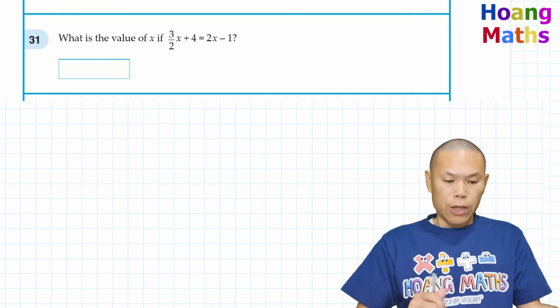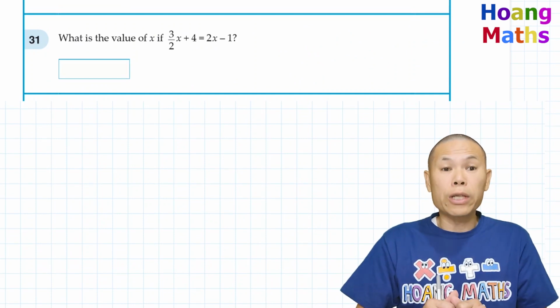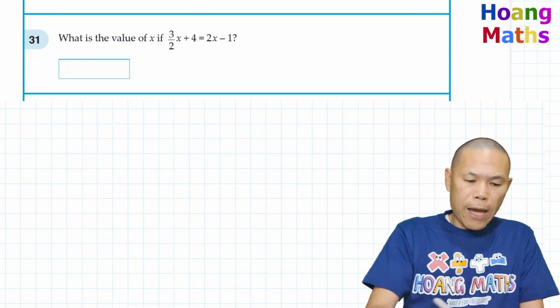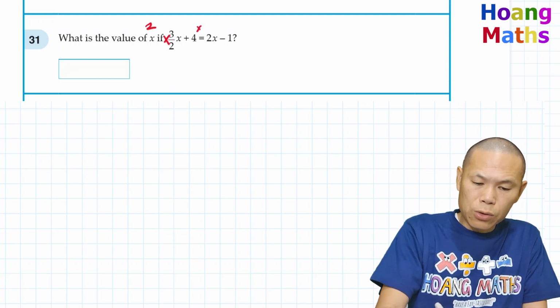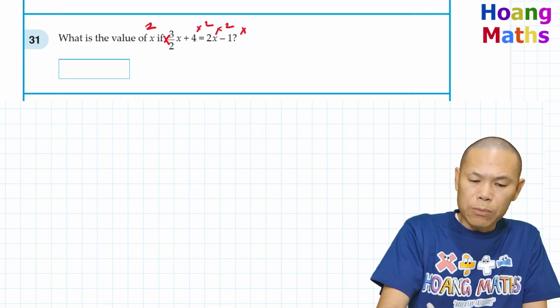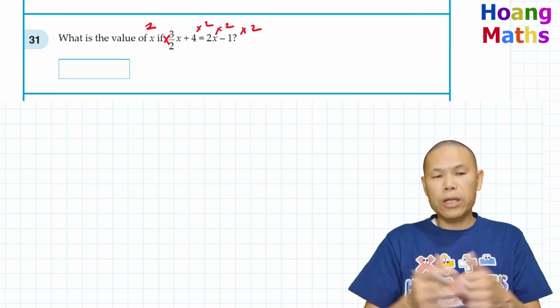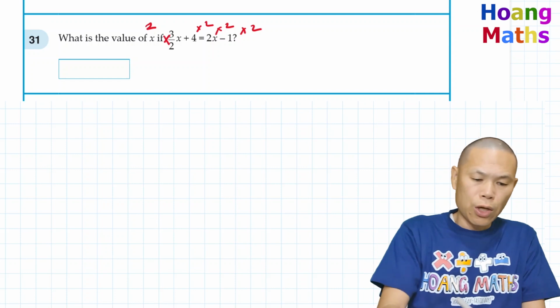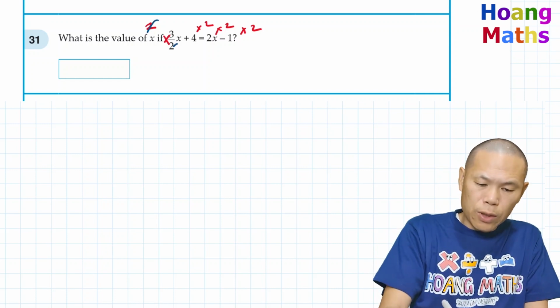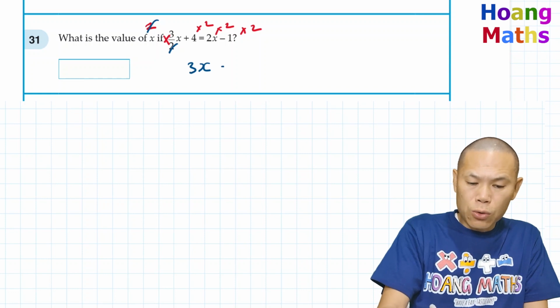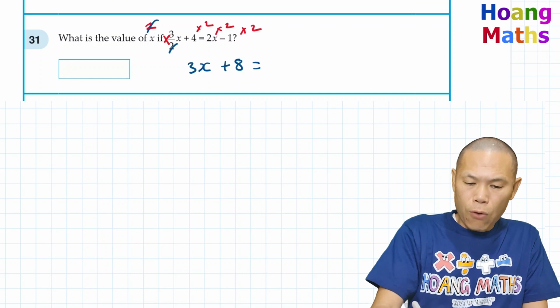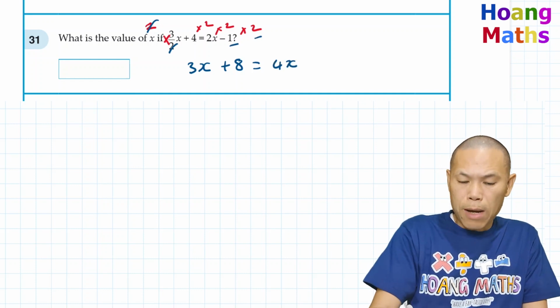Question 31. So what we need to do is to get rid of the fraction first. So how? By timesing every term by 2. So we times 2, times 2, we times 2. Okay, so let's just get rid of the 2 first. So now this cancels with this. So we are left with 3x, and 4 times 2 is 8. And then 2x times 2 gives me 4x. And then 1 times 2 is 2, but minus 2.